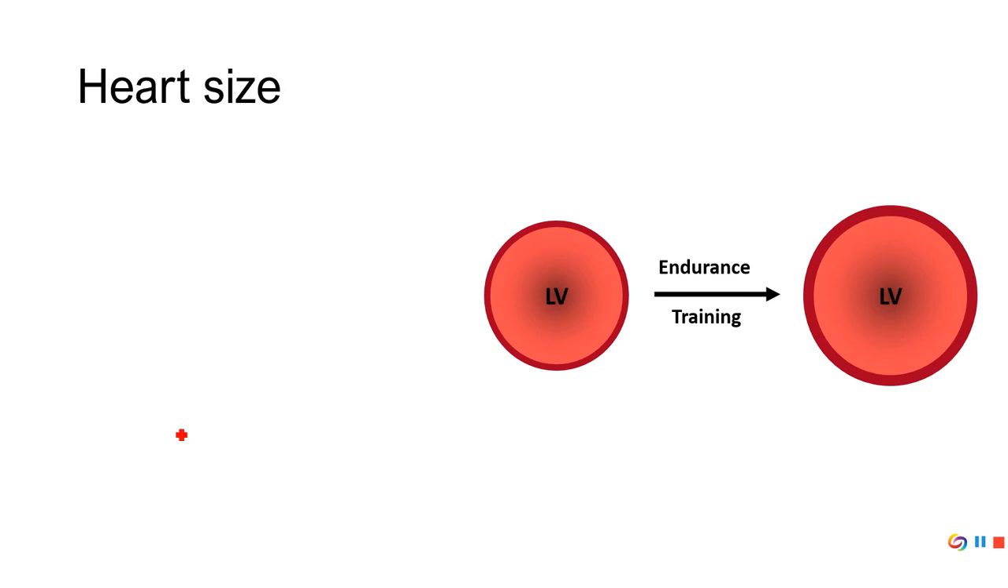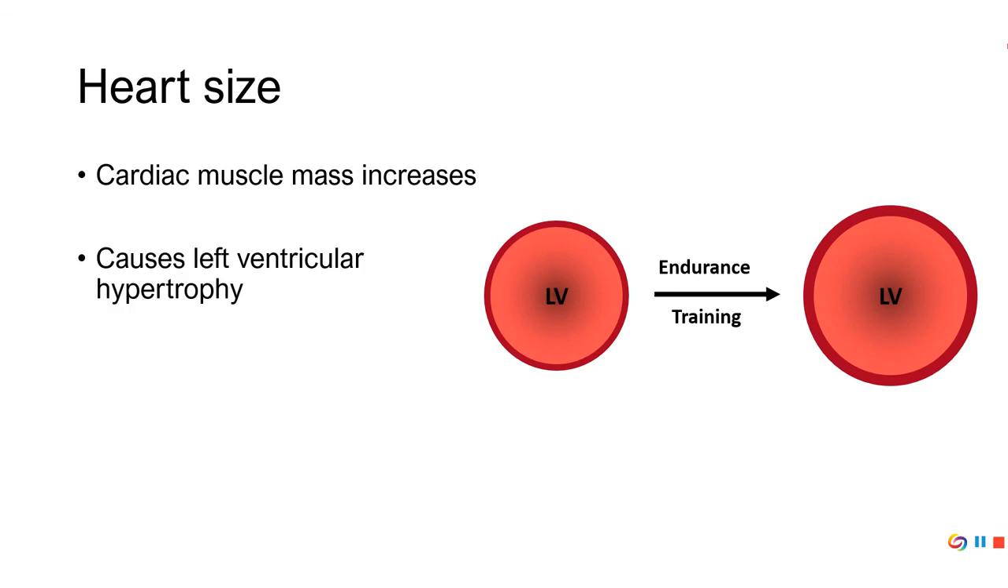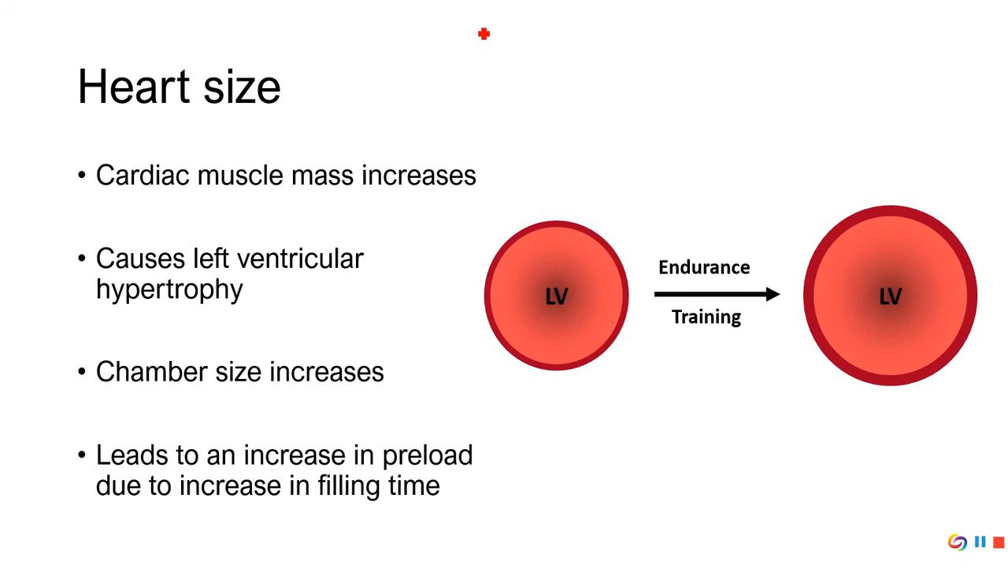There are two things that actually stand out. LV stands for left ventricle, and with aerobic training, the amount of muscle in your heart increases, and it causes left ventricular hypertrophy. What happens is, one, the chamber size increases, so notice that the size of the pale red is bigger in the one on the right compared to the one on the left. The benefit of this is that we're going to be able to fill it up with more blood.